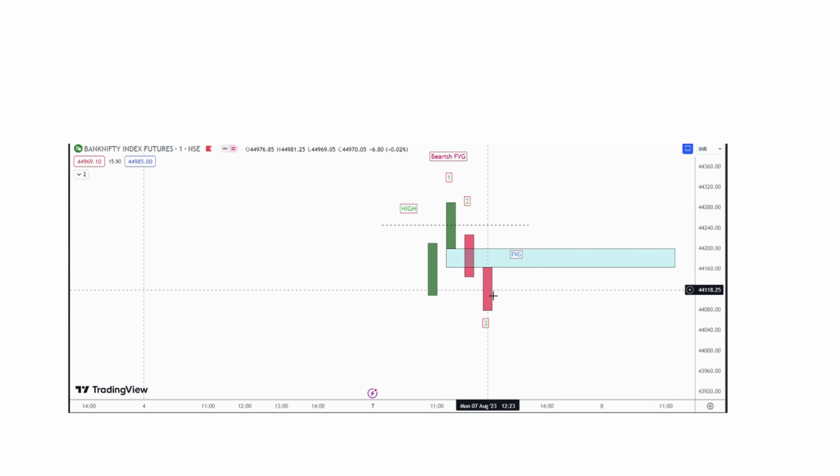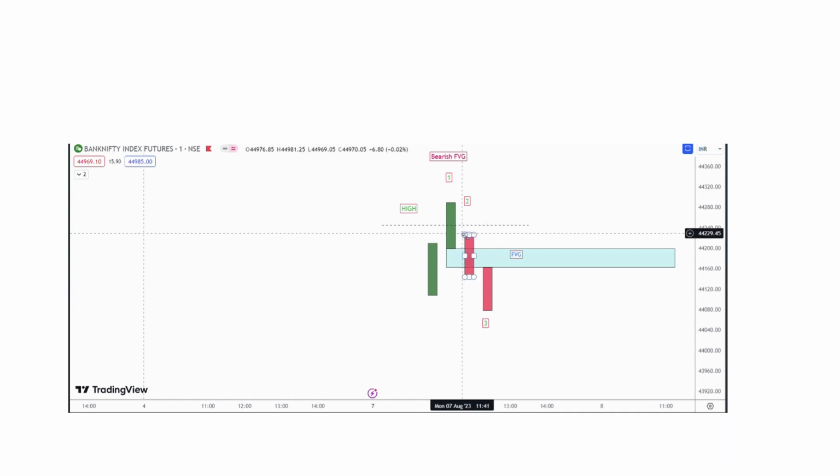Now for a fair value gap to occur, price has to go and close above a high. That high could be anything that you mark on a chart. It could be a previous day high, a previous week's high, a previous month's high, or even a previous day's last high. Whatever high you mark on the chart, price has to go and close above it. That is candle number one.